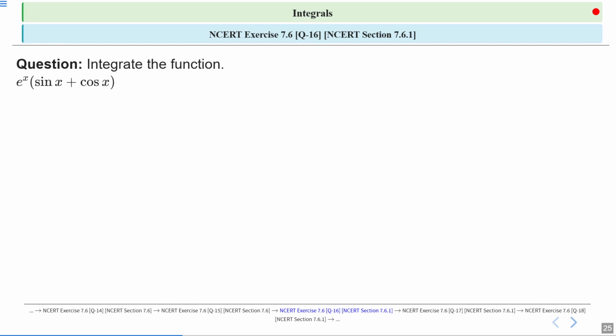So the next question is, we have to integrate the function e^x into (sin x plus cos x). At first, try by your own.